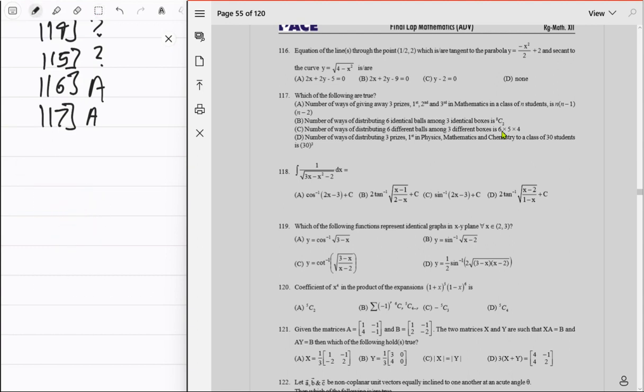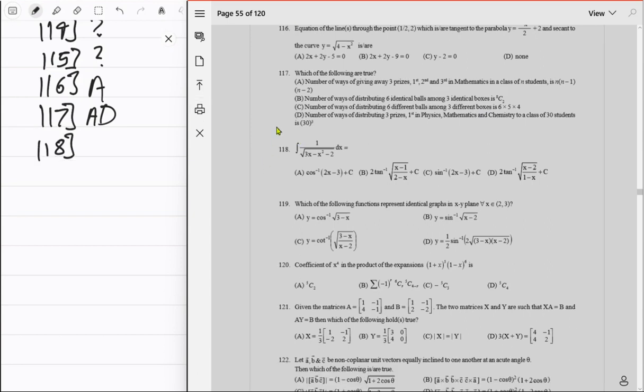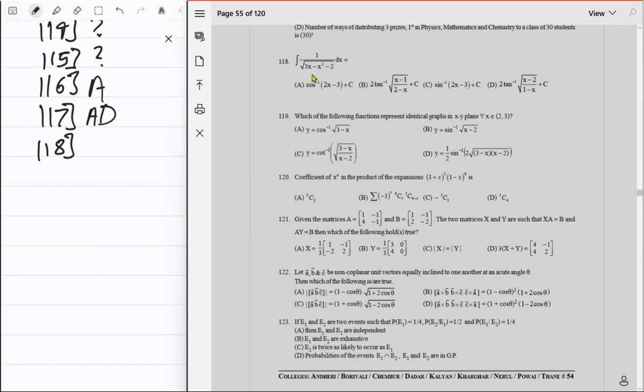So b and c are wrong. Number of ways of distributing 3 prizes, first in physics, mathematics, to 30 students is 30 power 3. Yeah, हर प्राइस के बारे में 30 रहेगा ना. Okay so d is correct, क्योंकि तुम एक बच्चे को तीनों दे सकते हो ना. Yes.